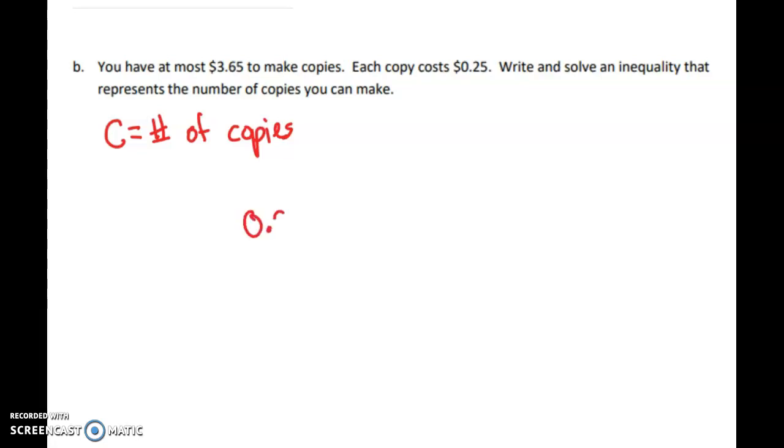Okay, so our inequality would be 0.25 times C, so that's how much the copies cost. So you can spend at most $3.65. That means you can spend $3.65 or less. So you can spend the amount or you can have extra money left over. So it's less than or equal to. So that's our inequality. So now to solve, we would just do 3.65 divided by 0.25, and I find out that C is less than or equal to 14.6. You can't make 0.6 of a copy, so you can basically make 14 copies or less and still stay at your $3.65 limit.